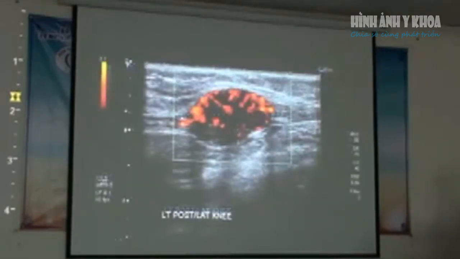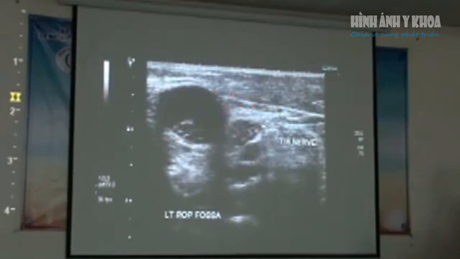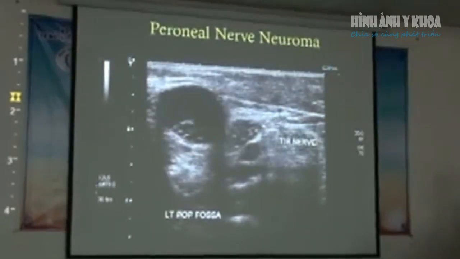And you can see that there's normal nerve fibers there, and then it comes up, expands, and then there's normal nerve fibers more distantly. So we concluded that this was a neuroma within the tibial nerve.